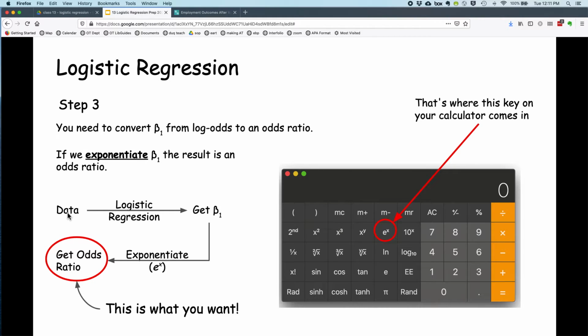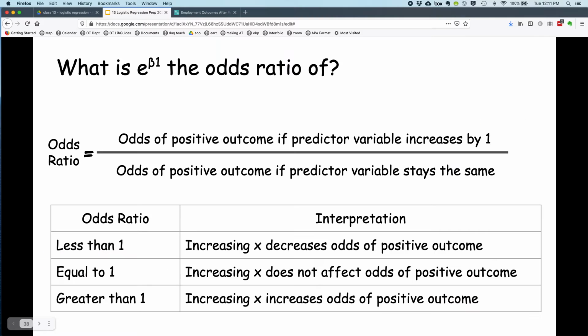So the flow, you'll collect your data, do logistic regression, get your coefficient, take the exponentiation of it, and that gives you your odds ratio, the thing you're actually interested in. And this is the odds of a positive outcome for your outcome variable if the predictor variable increases by 1 over the odds of a positive outcome if it stays the same. So this is giving you the odds ratio comparing what are the odds if this variable increases over what are the odds if it stays the same.